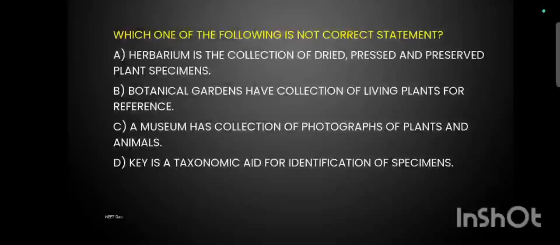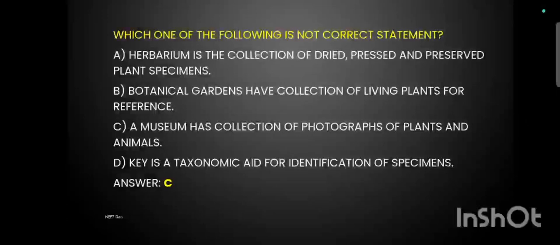Question, which one of the following is not a correct statement? A, Herbarium is the collection of dried, pressed and preserved plant specimens. B, Botanical gardens have collection of living plants for reference. C, A museum has collection of photographs of plants and animals. D, Key is a taxonomic aid for identification of specimens.